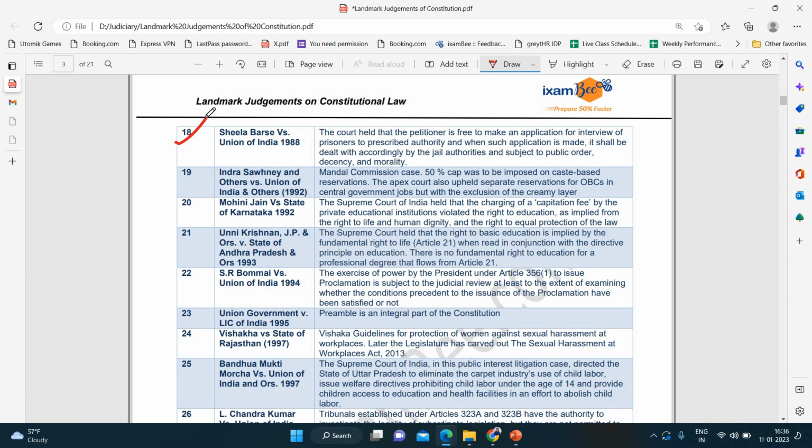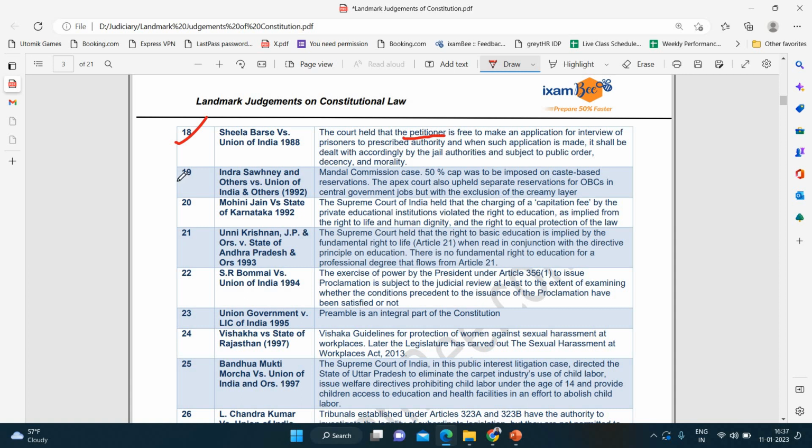Then the next important case is Sheila Barse versus Union of India 1988. Here the court held that the petitioner is free to make an application for interview of prisoners to the prescribed authority, and when such application is made, it shall be dealt with accordingly by the jail authorities, subject to public order, decency and morality. So here in this case, the petitioner was asking to interview the prisoners and the court held that the petitioner is free to make an application to the prescribed authority and it shall be dealt with by the jail authorities subject to public order, decency and morality.